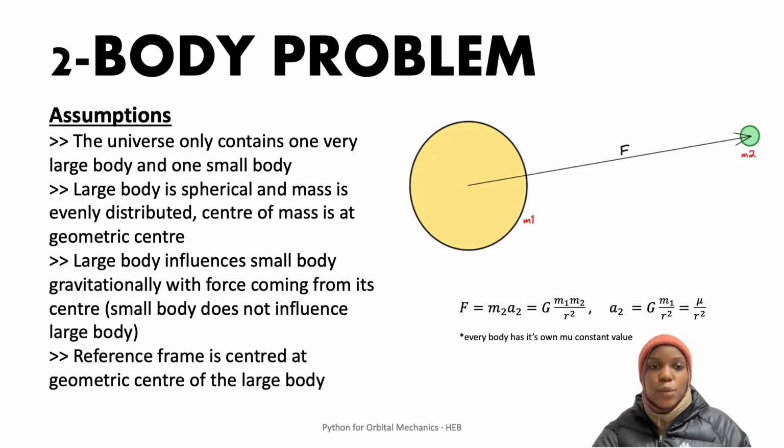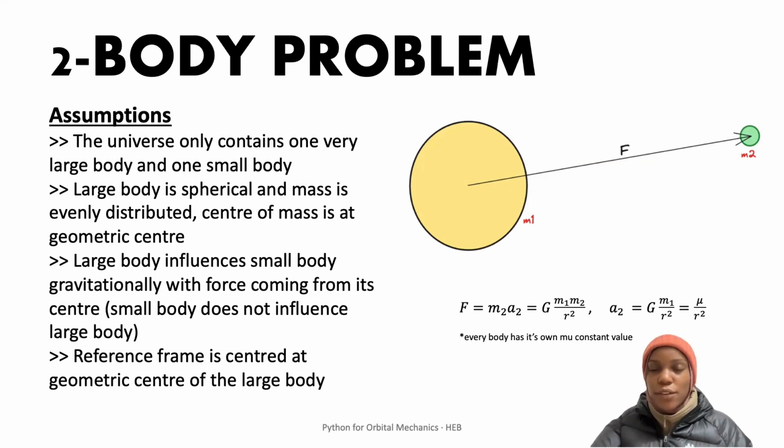Okay. So we assume that the universe only contains one very large body and one small body. Then we assume that the large body is spherical and that the mass is evenly distributed, with the center of mass being at its geometric center. Then we assume that the large body influences the small body gravitationally with a force coming from its center, and the small body does not influence the large body. This is the assumption. Then we also assume that the reference frame is centered at the geometric center of the large body. So equating the two, Newton's second law and his law of gravitation, gives us this, right?